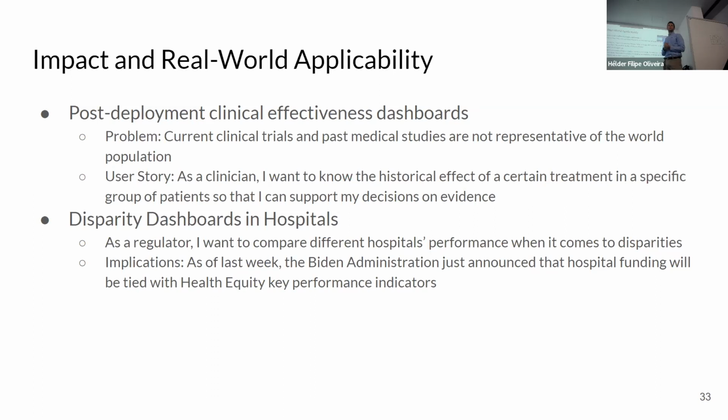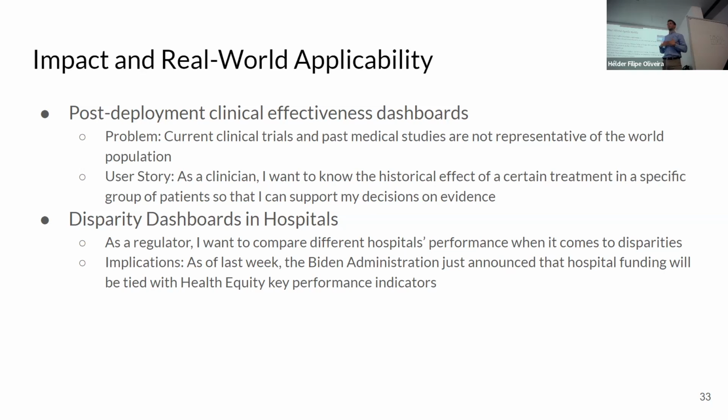So to wrap up, what's the impact of this and how can we actually apply this in a real-world setting? The first thing that we're exploring is post-deployment clinical effectiveness dashboards. As I said before, there's no clear evidence that the treatments that doctors decide to take are effective for a certain subpopulation. Clinical trials are mostly done on white populations, are centralized in rich countries, and are not necessarily going to generalize to low- and middle-income countries.